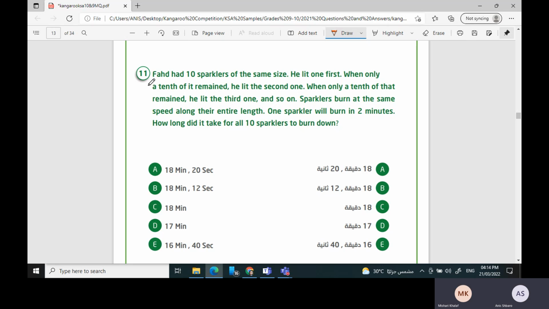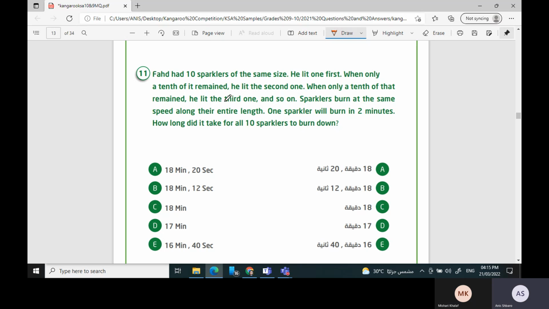Dad has 10 sparkles of the same size. He lit one first. When only a tenth of it remained, he lit the second one. When only a tenth of that remained, he lit the third one, and so on. Sparkles burn at the same speed along their entire length. One sparkle will burn in 2 minutes. How long did it take for all 10 sparkles to burn down?